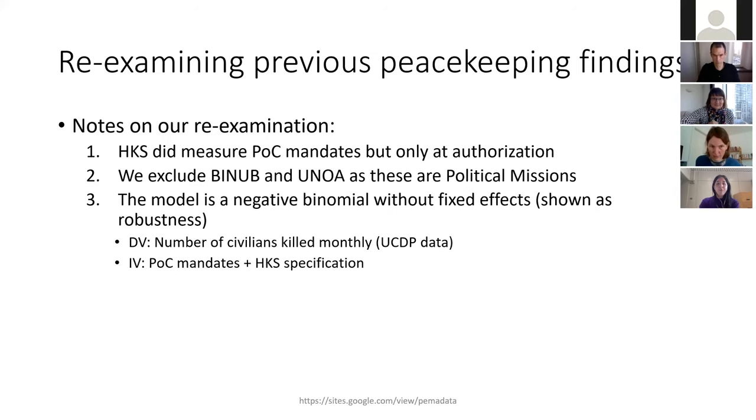So a few things that I would like to point out in our re-examination, which is not a replication exactly because we aim at looking at something that is different. We rely on that paper as our baseline, so to speak, and then we add something else on top of that, which is why we ultimately re-examine those findings. So Hultman, Kathman, and Shannon, in fact, did include in one of their models a measure of POC, protection of civilian mandates. However, they do so by only coding whether that was included in the mandate that authorized the mission in the first place.